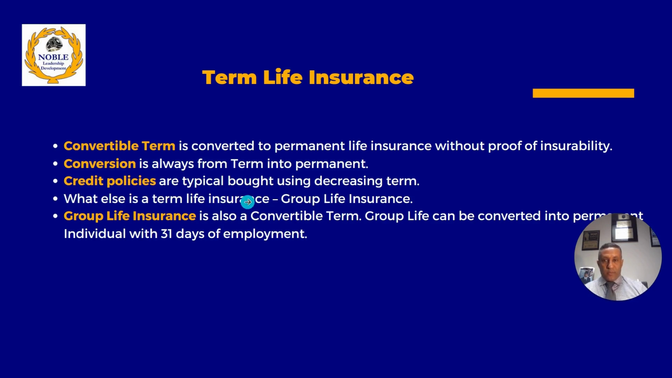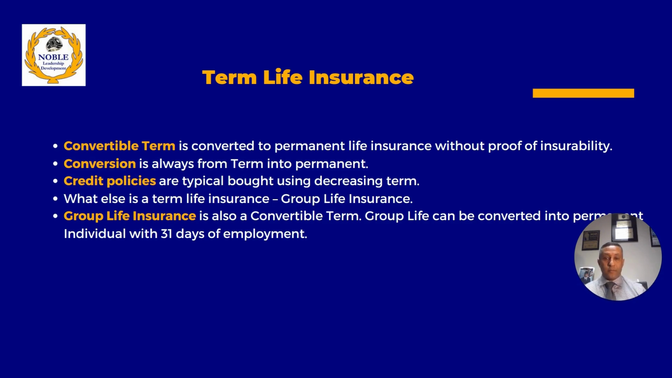What else is a term policy, right? A group life insurance is a term policy. Group life insurance is a company covering life insurance for the entire employee group or a percentage of the employees. All employees might participate if the company is paying all of the premium, right? So that group is a term life insurance, so it's going to end in the future.